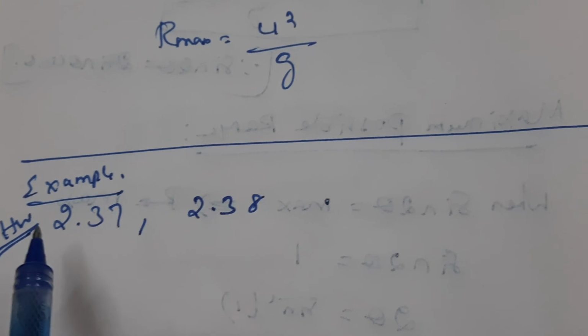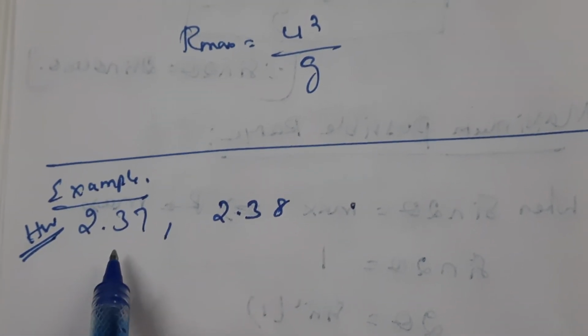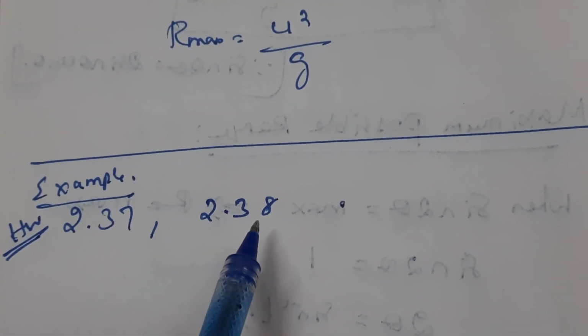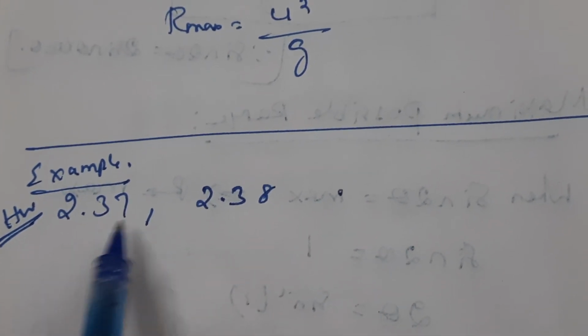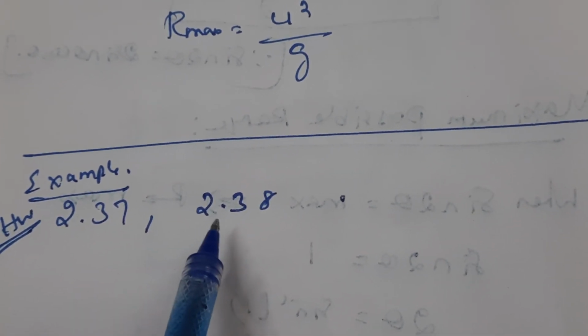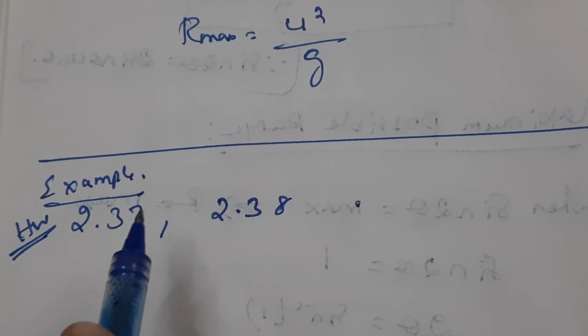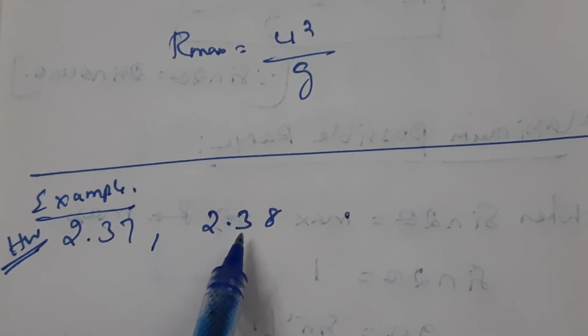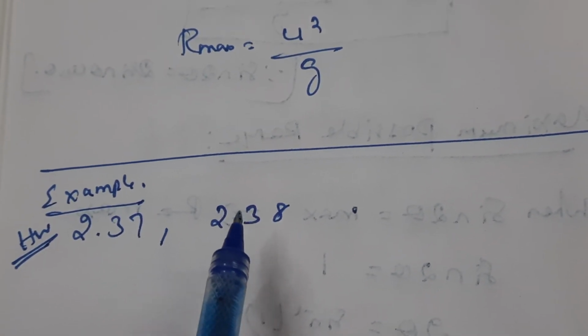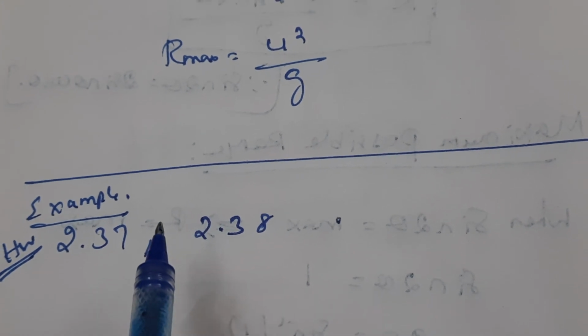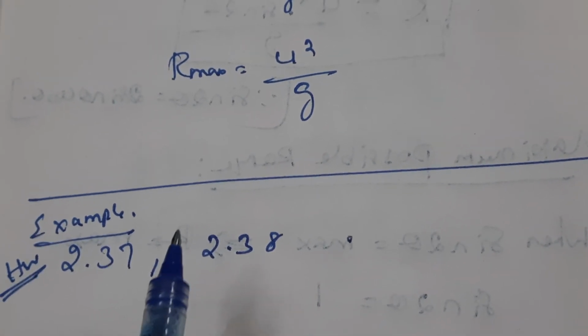Students, try to do the example problems 2.37 and 2.38. These two problems are important using oblique projection. Okay, 2.37 and 2.38. So oblique projection, horizontal projection: two questions, write and learn.